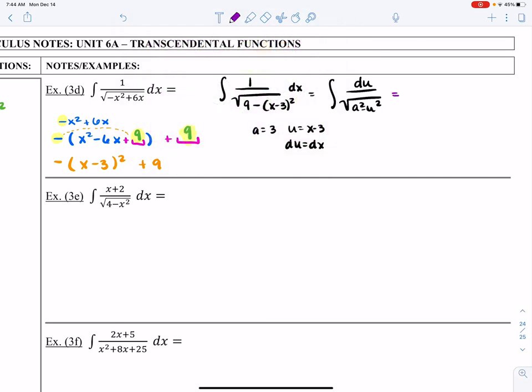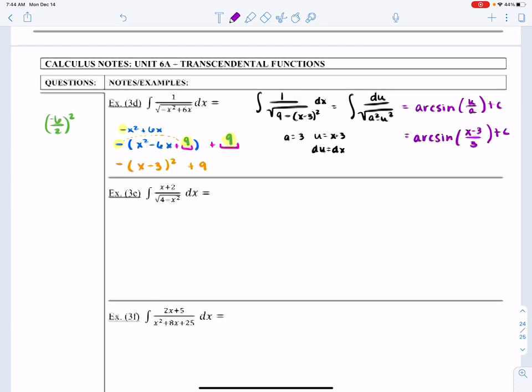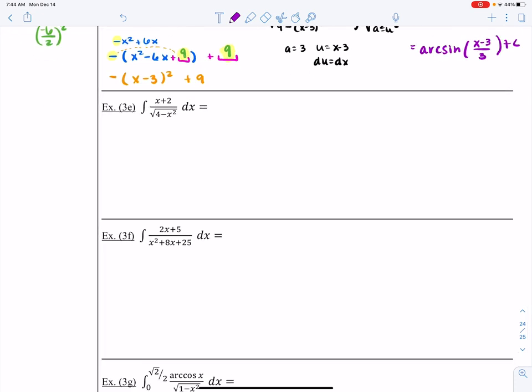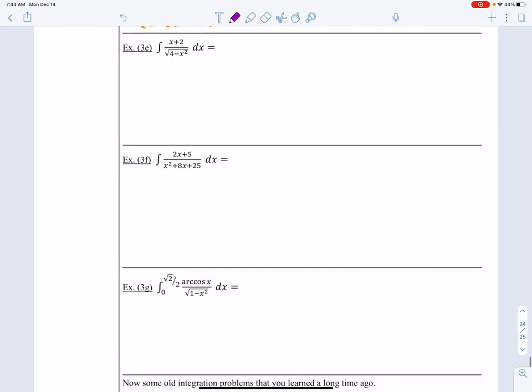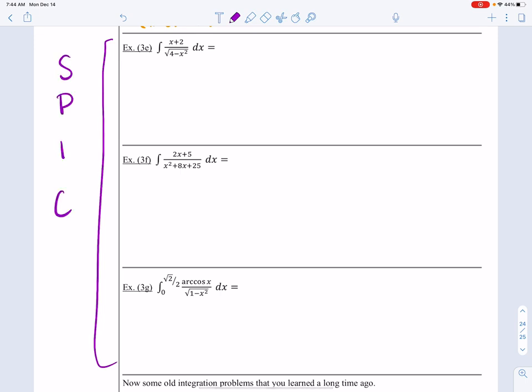So remember, arc sine does not have a 1 over a in the front of it, so it's just going to be arc sine of u over a plus c. Substituting in that u and that a, I get arc sine of (x minus 3) over 3 plus c. Okay? Now, I've put 3 problems side by side here, and these next 3 problems are going to be some spicy, spicy, spicy examples. So these 3 are going to be where I finish us out.